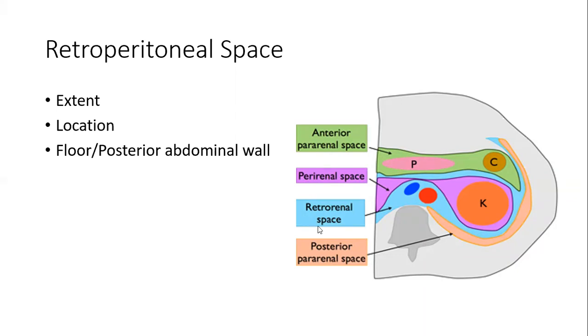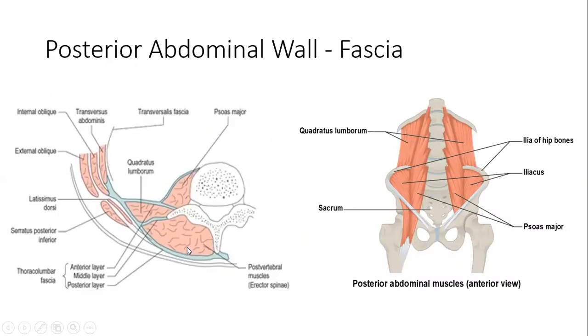All of these muscles anteriorly are covered by a continuous layer of fascial sheet that changes its name according to the muscles or the area that it is covering.